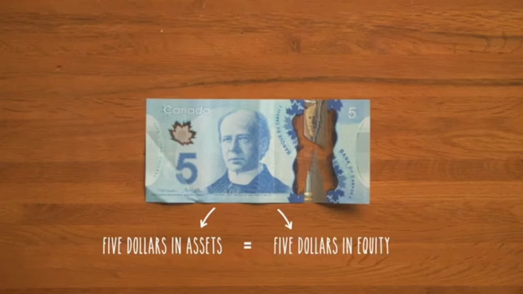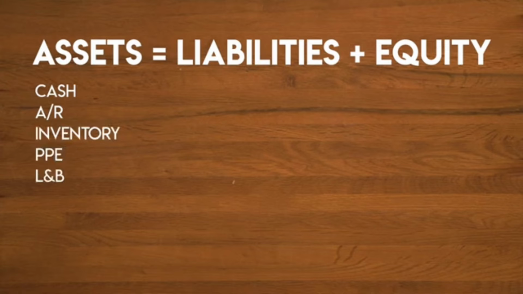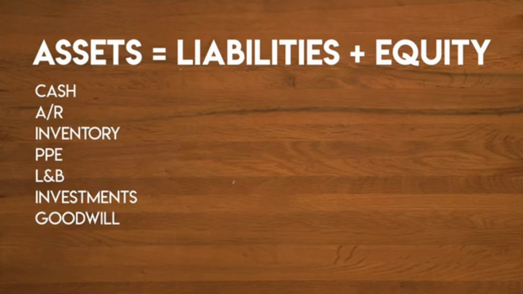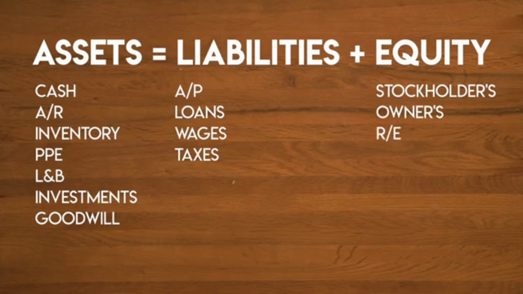See, it balances. Assets can include things like cash, accounts receivable, inventory, plant, property and equipment, land and buildings, investments and goodwill. Whereas liabilities can be made up of accounts payable, loans payable, wages payable and taxes payable, amongst other things. The most common forms of equity are stockholders or owner's equity and retained earnings. I will cover retained earnings in detail in a further video, but for now you can just think of it as profit held for future use.